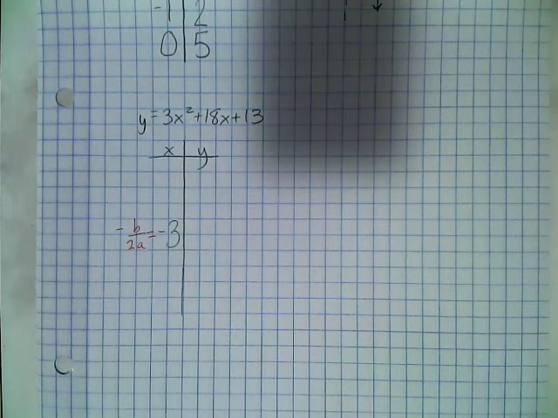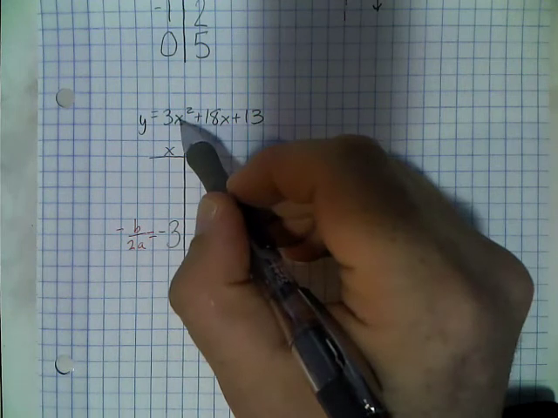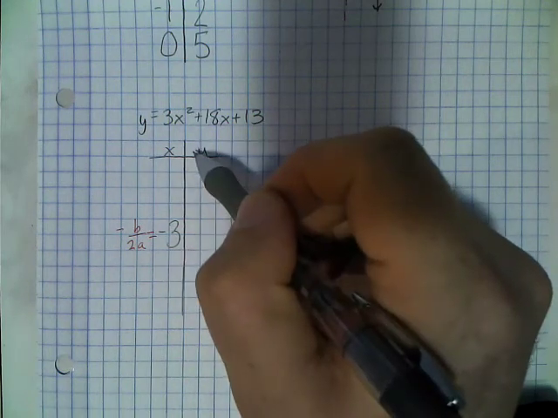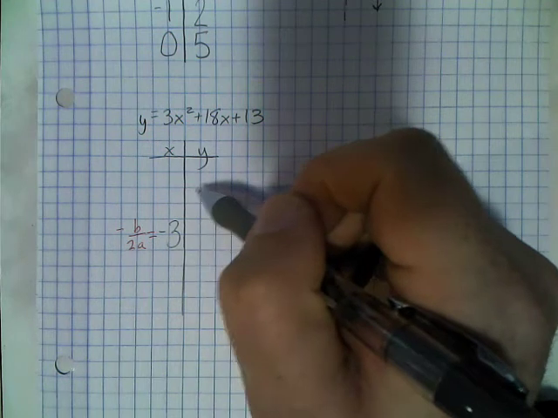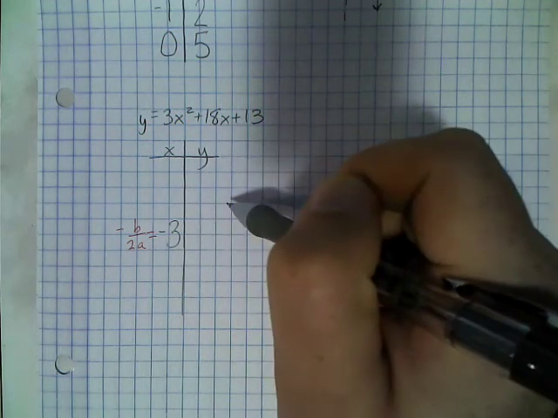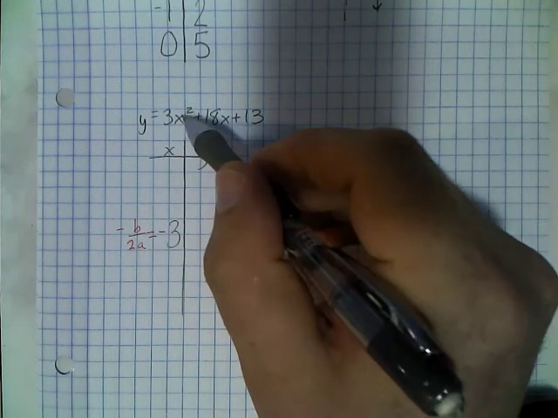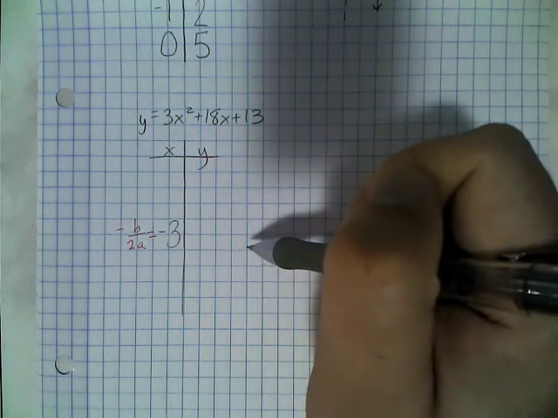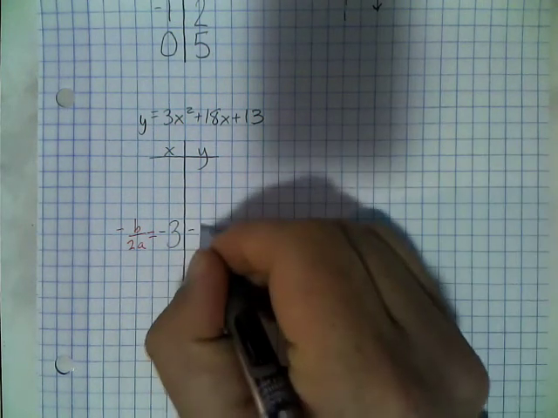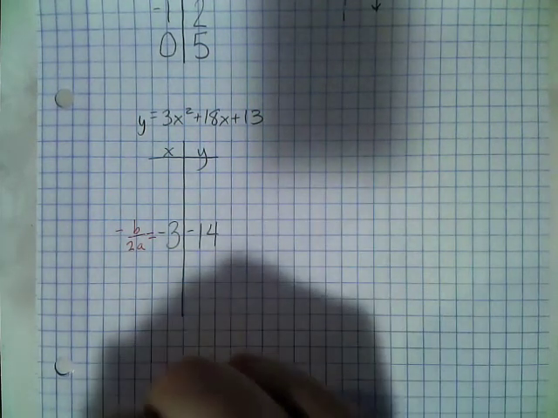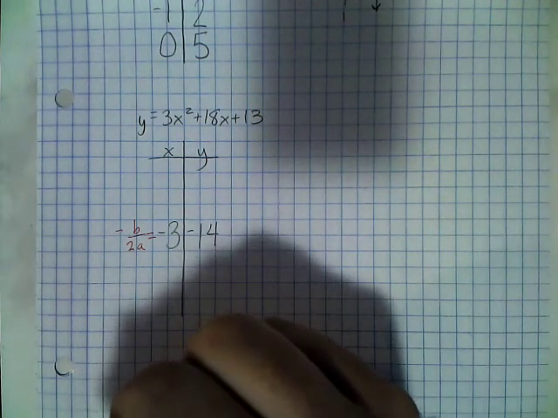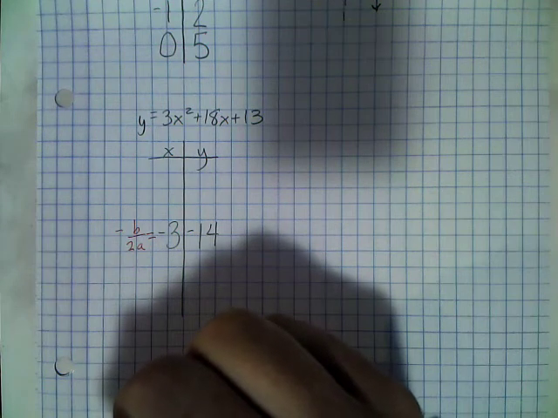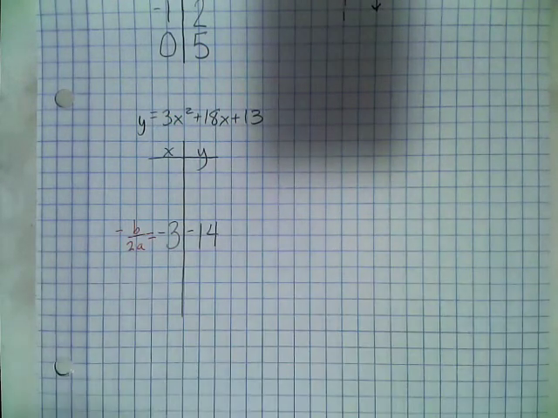Now we're going to go ahead and find our vertex. So negative 3 squared would be 9 times 3 is 27. 18 times negative 3 is negative 54. So 27 plus negative 54 would give me negative 27. And then to finish it off, negative 27 plus 13 would be negative 14. So (negative 3, negative 14) is my vertex there.